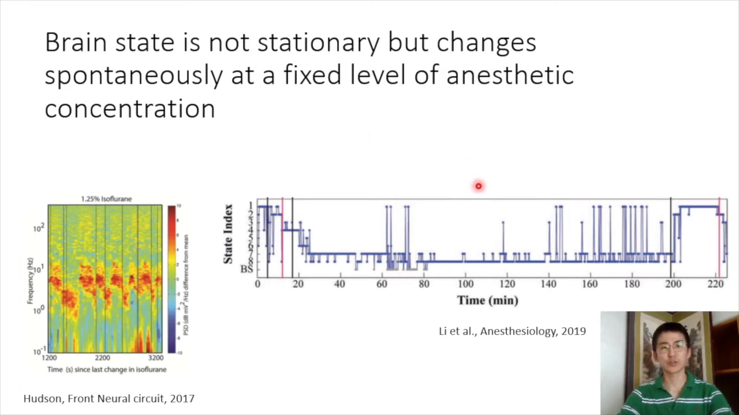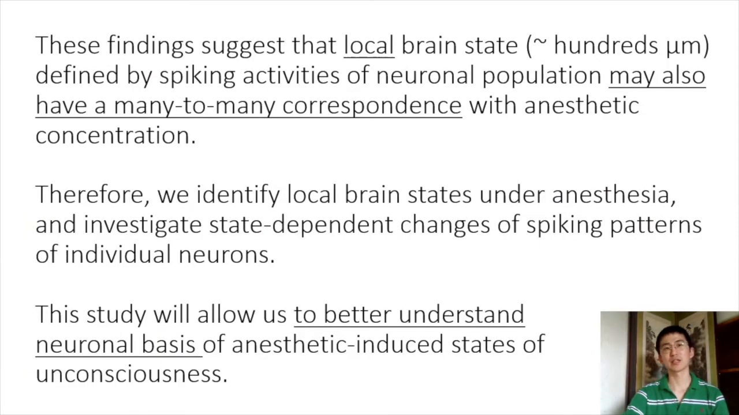Here in another study, the authors identified 9 distinct brain states based on EEG functional connectivity. And you can see that over this long time period, there are many transitions between different brain states. These findings suggest that local brain states spanning hundreds of micrometers defined by spiking activities of neuronal population may also have a many-to-many correspondence with anesthetic concentration.